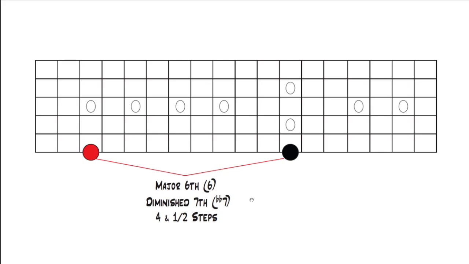Go up another half step, we're at another one that has 2 different common names. The first one is a major sixth, or just a 6, or it could also be known as a diminished seventh, which is also called a double flat 7. And this is 4.5 steps apart.